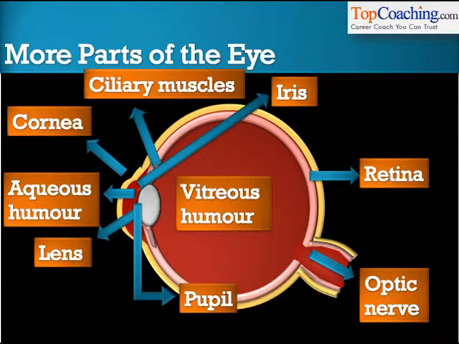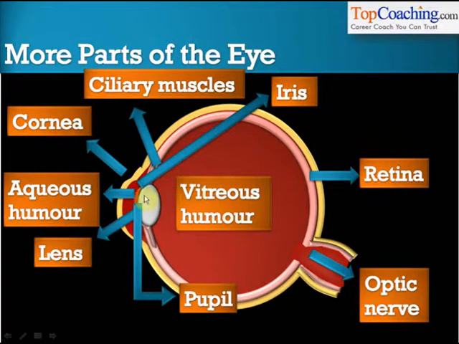Another important fluid present in the eye, apart from aqueous humor, is vitreous humor. Vitreous humor is the fluid that's present between the eye lens and the retina. This portion of the eye. Again, the function of the vitreous humor is similar to that of the aqueous humor. It creates pressure and it makes sure that the eye is clean.